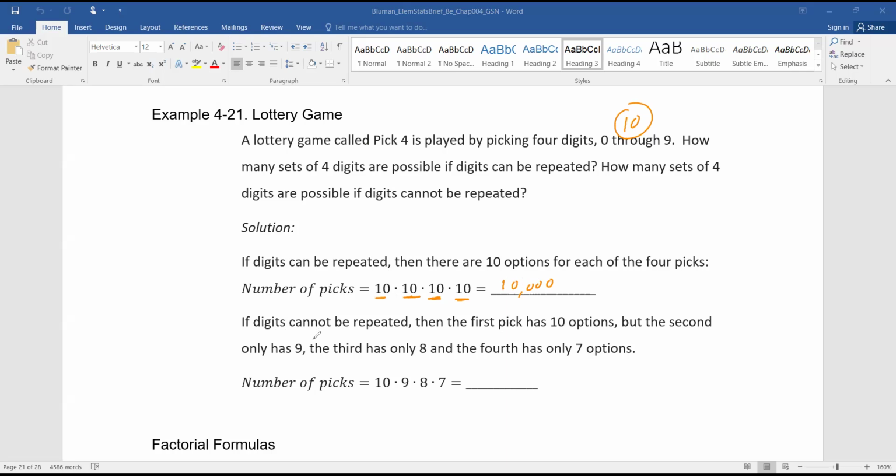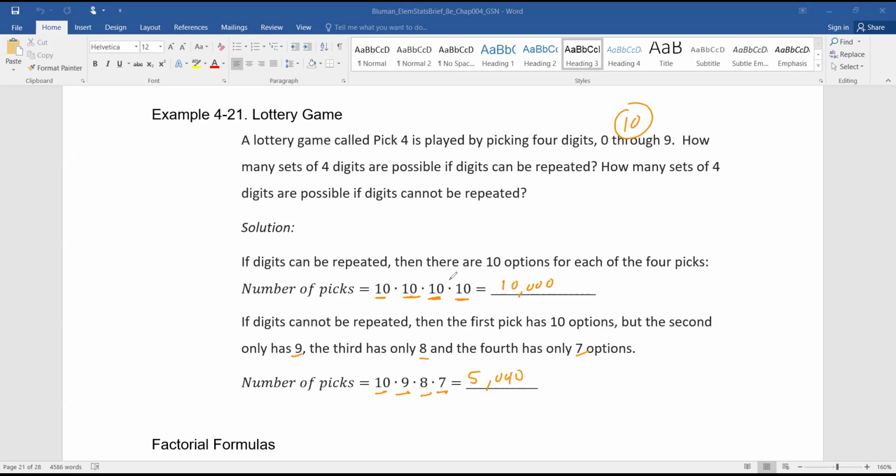If digits cannot be repeated, then the first pick has 10 options, but then the second will have 9, then 8, and 7. So we have 10 times 9 times 8 times 7, which comes out to be 5,040. So you can see that if I play a lottery game and let numbers repeat, now there's 10,000 different combinations. So you have a 1 out of 10,000 chance of getting that lottery money.